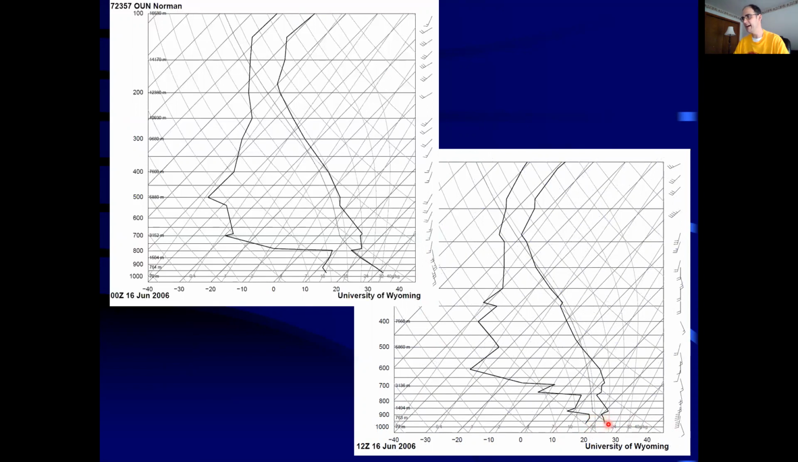Diurnal cooling is evident here as well. But also notice we have 40-knot winds now showing up around 850 to 900 millibars. And that's the remnant low-level jet often seen on 12Z soundings in this part of the world, which again transported that moisture northward.